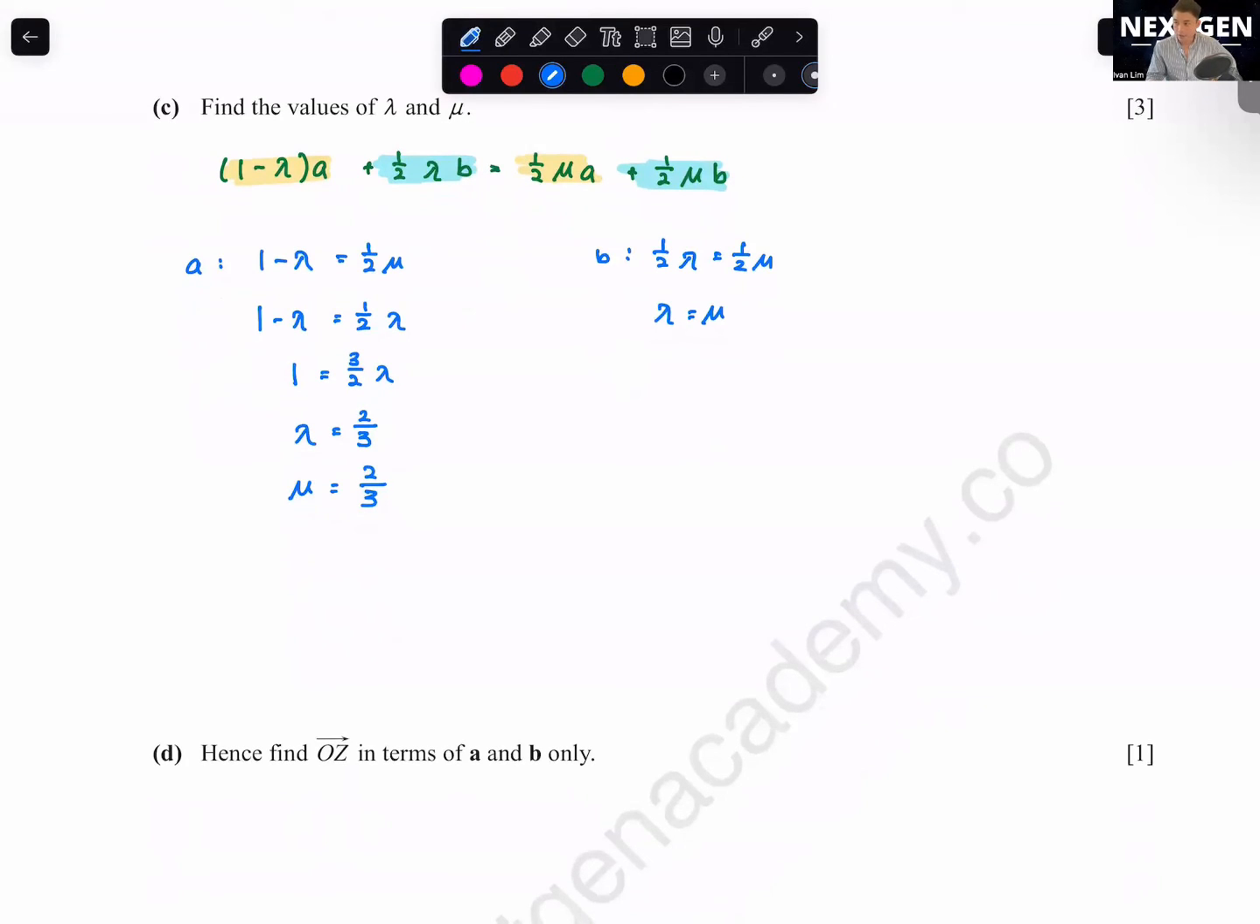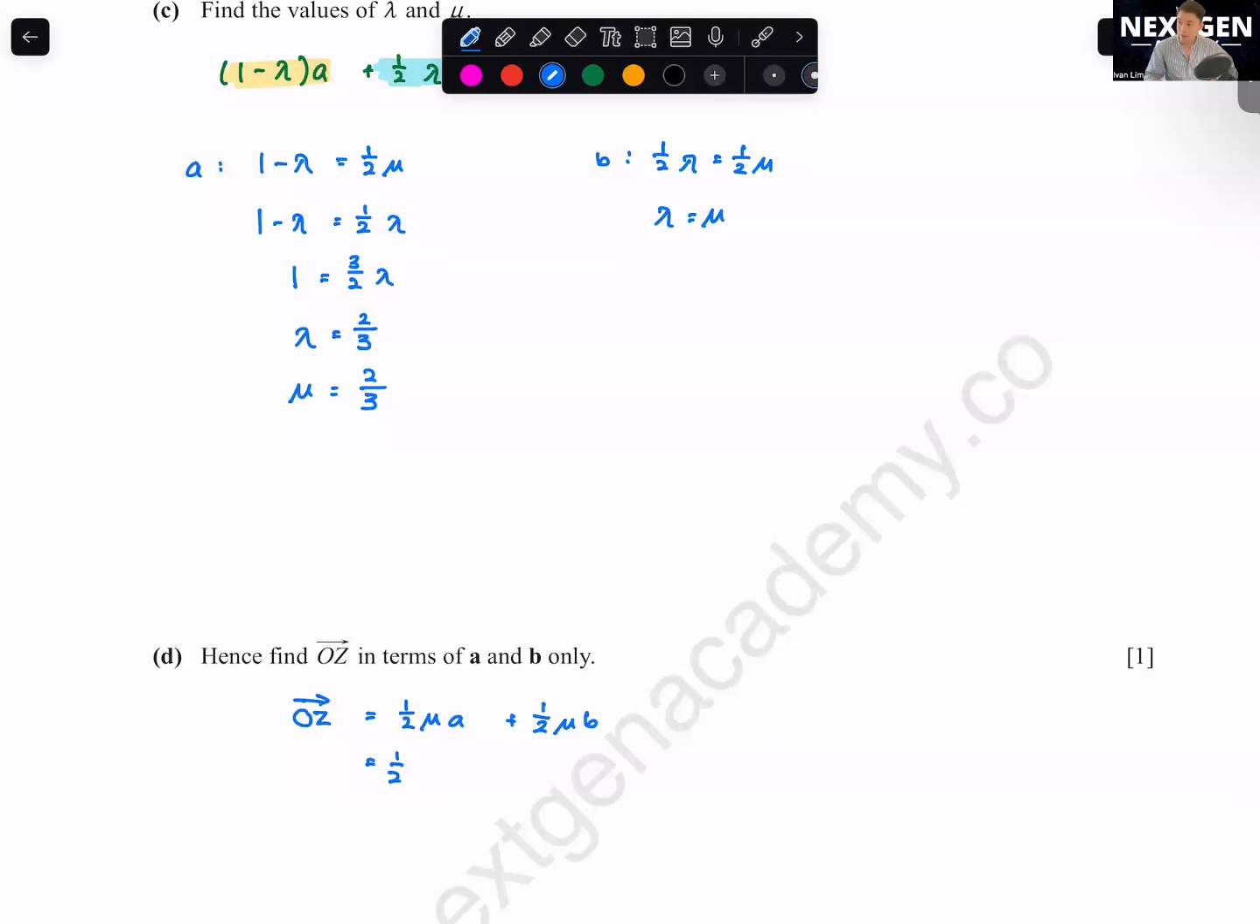And then the last one, they want us to find OZ in terms of A and B only. So we just substitute one of these with the lambda and the mu. So OZ, I use the mu, 1 over 2 mu A plus 1 over 2 mu B. You get 1 over 2, 2 over 3A plus 1 over 2, 2 over 3B, which is 1 over 3A plus 1 over 3B.